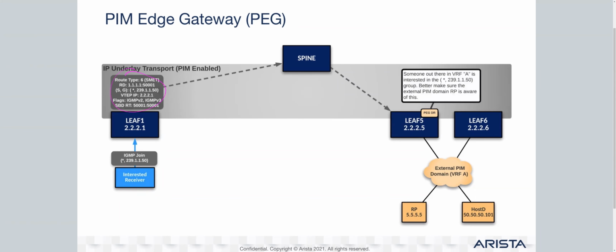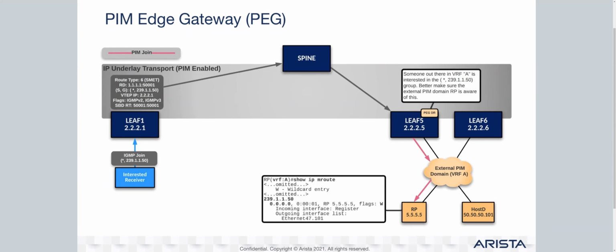It's an ASM join, doesn't care who's sending to it, just wants this group. Leaf 1, as expected, sends the SMET route saying, hey, just so you know, there's an interested receiver over here, and it's for star comma 239.1.150. Leaf 5 receives that SMET route and says, aha, someone out there in VRFA wants this particular multicast feed. Well, better make sure that the external PIM domain knows about this. So it sends the PIM join messages, which eventually make their way up to the rendezvous point.